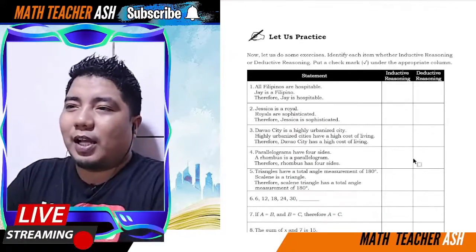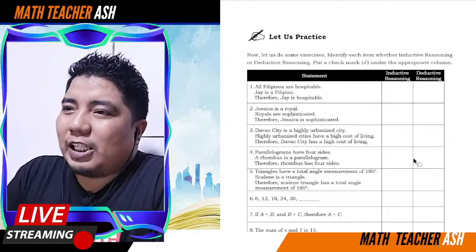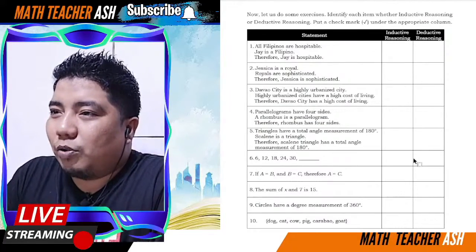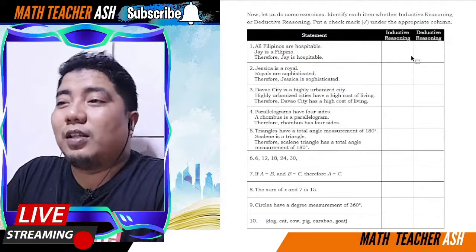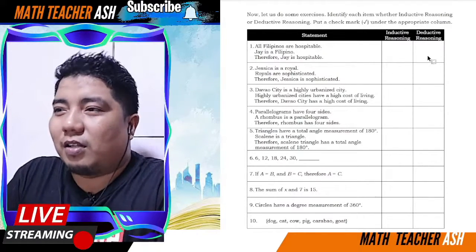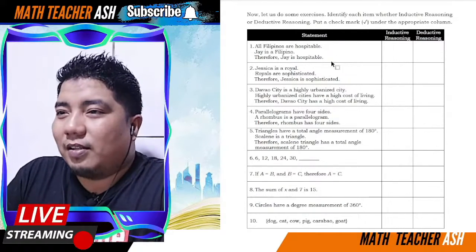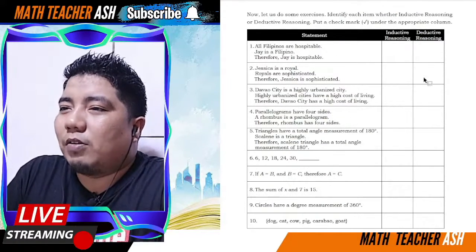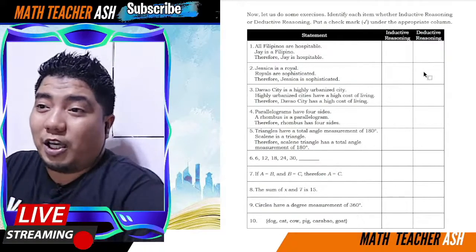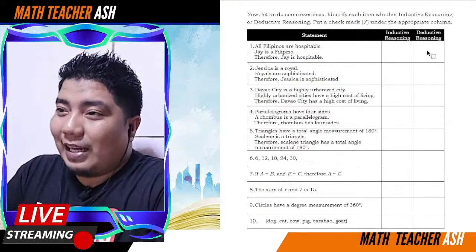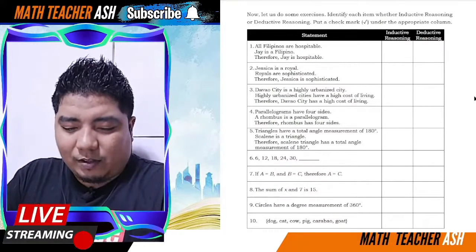Okay, so after that, you now have these activities. So let us practice. So let us do some exercises. You just put a check for inductive or check for deductive reasoning depending on the given statement. So all Filipinos are hospitable. J is a Filipino, therefore J is hospitable. So that is an example of deductive reasoning. Ayan, deductive reasoning yan siya.